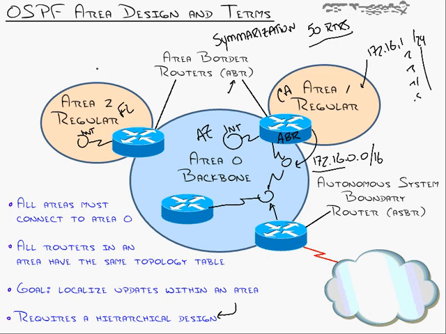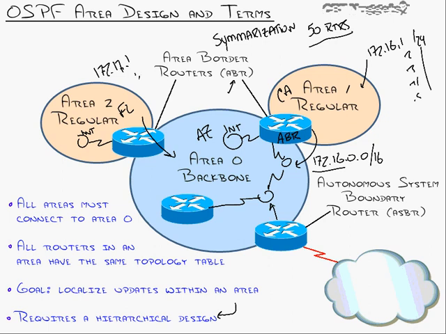Same thing with area 2. Maybe this is 172.17.1, 2, 3 and so on. And we sum that up as it comes in the backbone, and the backbone has a hierarchical network of its own. If you don't design your network right with OSPF, it will tear you apart because the ABRs will not be able to summarize, and there's no point in dividing into multiple areas.